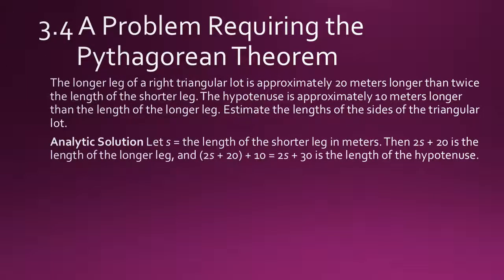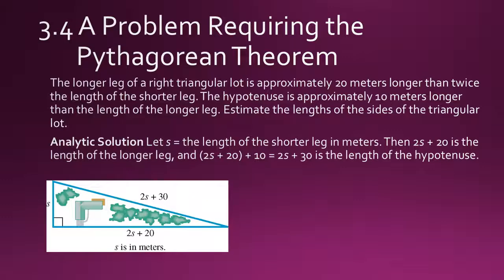First of all, we're going to let S be the length of the shorter leg in meters. So the shorter leg is S. Then the longer leg is 20 meters longer than 2 times the shorter leg, so 2S plus 20 is the longer leg. And then the hypotenuse is 10 meters longer than that, so 2S plus 20 and then plus 10, or 2S plus 30, is the length of the hypotenuse. So this is what our triangular lot looks like. The shorter leg is S, the longer is 2S plus 20, and the hypotenuse is 2S plus 30.